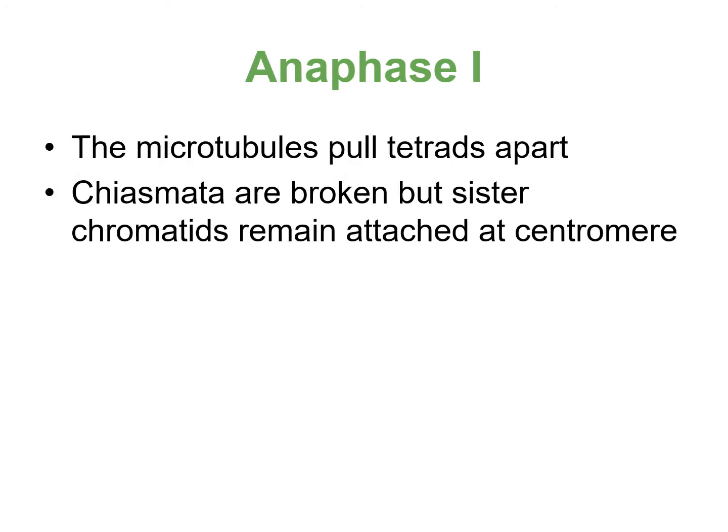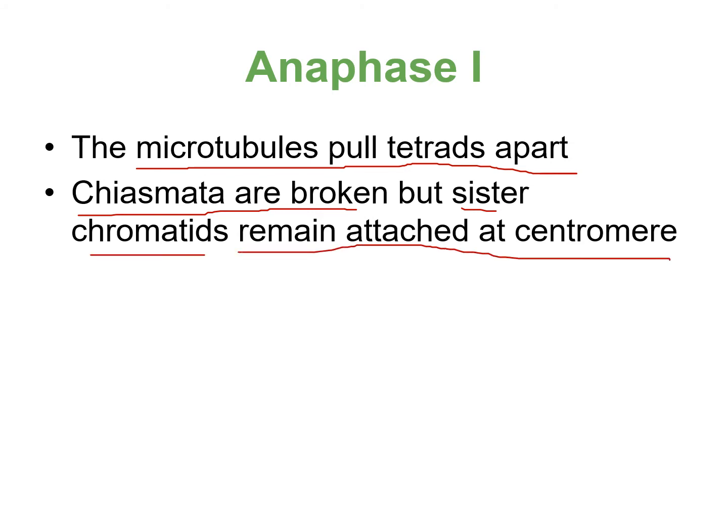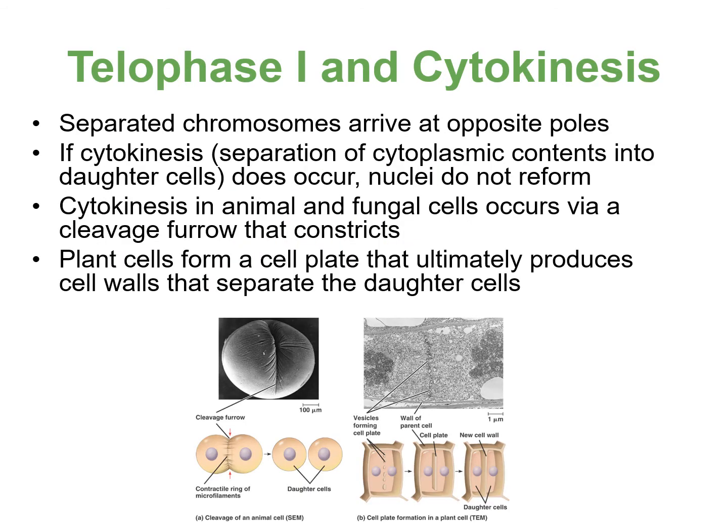events to happen. And then in anaphase, the microtubules are going to be responsible for pulling the tetrads apart. And the chiasmata are broken, but the sister chromatids, really important here, are going to remain attached at the centromere. In telophase 1, the separated chromosomes arrive at opposite poles. And the remainder of the typical telophase events may or may not occur depending on the species.